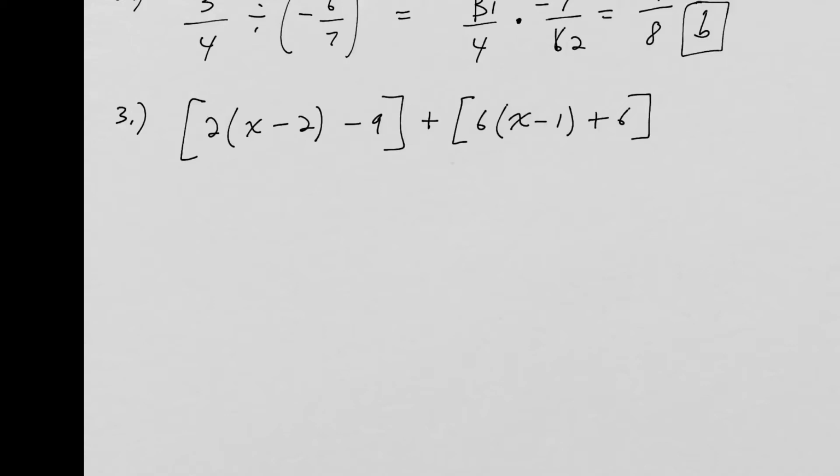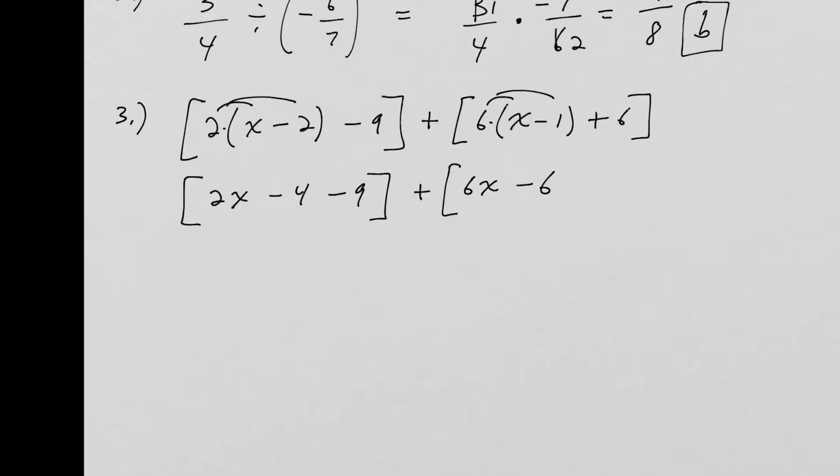the square brackets. And within those, I need to do multiplication before addition and subtraction. So I need to distribute the 2 and distribute the 6, multiplying the 2, multiplying the 6. If I do that, here I'm going to have 2 times x is 2x. 2 times negative 2 is negative 4. I still have a minus 9 there. And then here, if I distribute the 6, I have 6 times x is 6x. 6 times negative 1 is negative 6.